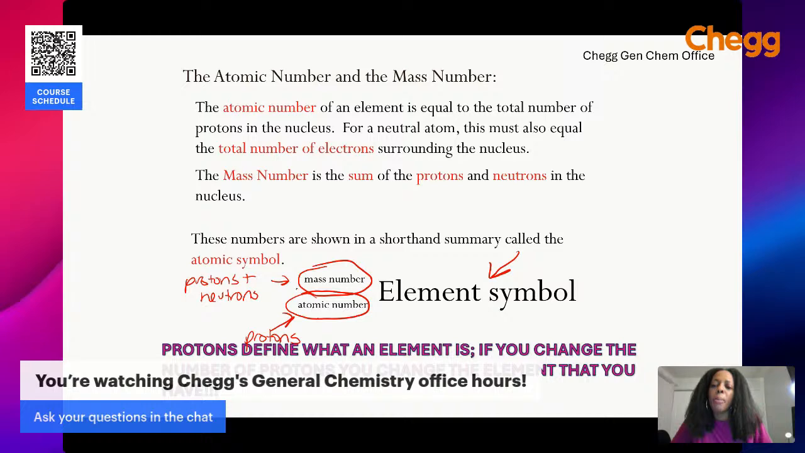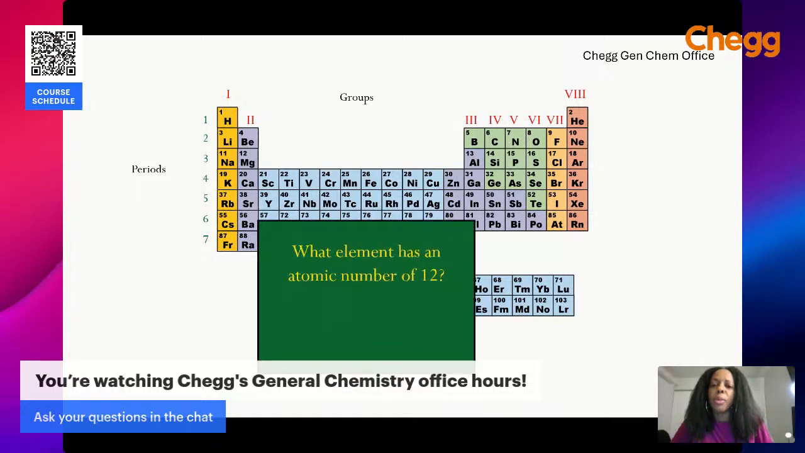And so again, remember, our protons define the element that we're talking about. And so with this information, we're able to make guesses or derive additional information based off of knowing one of the different parts of that atomic symbol.